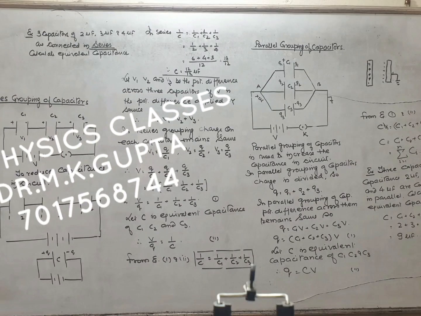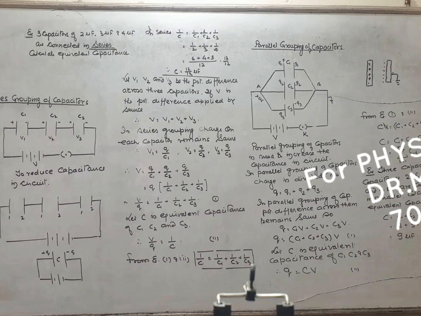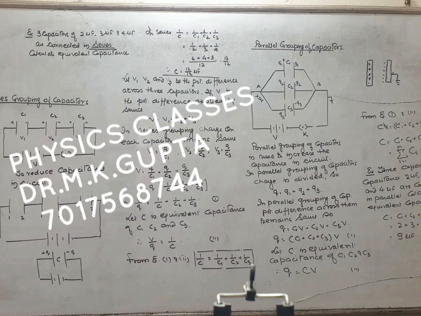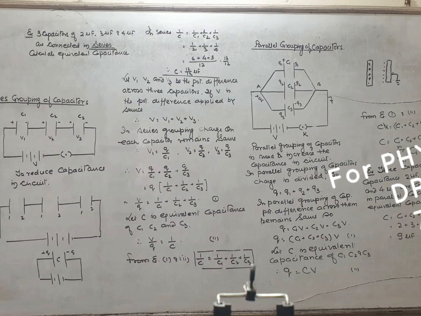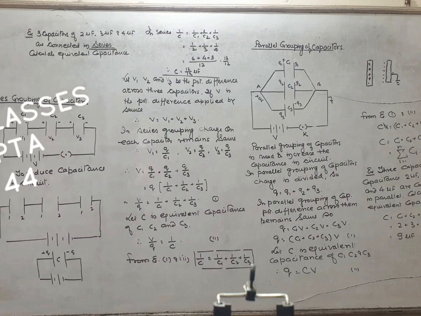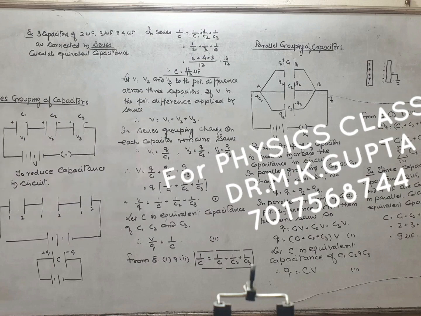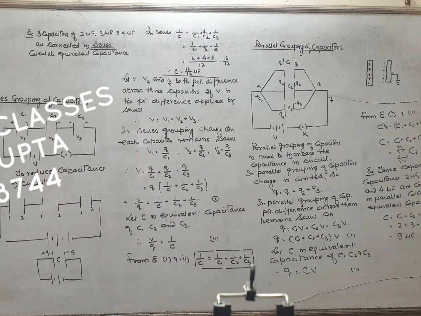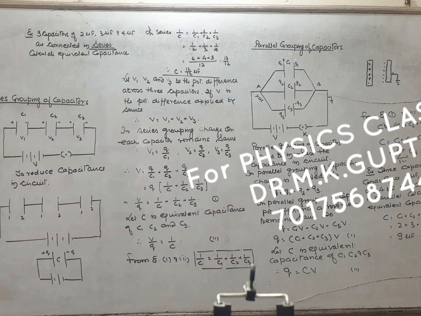Students, in this topic, we are going to study about series and parallel grouping of capacitors. Initially, we are going to consider the series grouping of three capacitors of capacitance C1, C2 and C3. In series combination, the second plate of the first capacitor is connected to the first plate of the second, and second plate of the second capacitor to the first plate of the third, and so on.